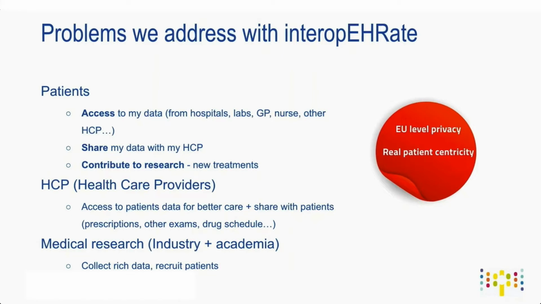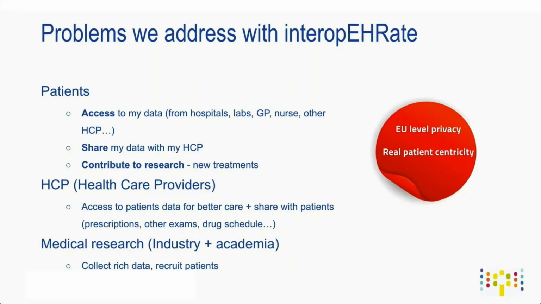cheaper. Healthcare providers, what they need is access to patients' data so they can provide good care, and they need also to send information back to patients, like prescriptions for drugs, prescriptions for other exams, drug schedule, the diagnostics, and all of these. And the third main category of players is the medical research. So both the industry, so pharma companies, medical device manufacturers, but also academia and hospitals that are doing research.